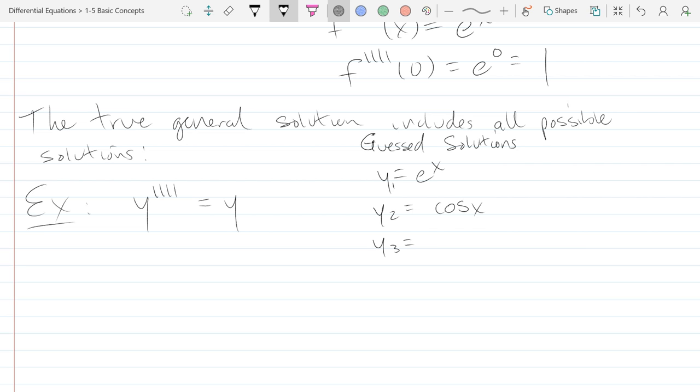Oh, and these can be multiplied by constants as well. So we'll go c1 e to the x. That won't change the derivatives. The derivatives will be c times, just the constant multiple rule. So if some function worked in this particular problem, constant multiple times that function will work also. So we'll go with c2 cosine x.